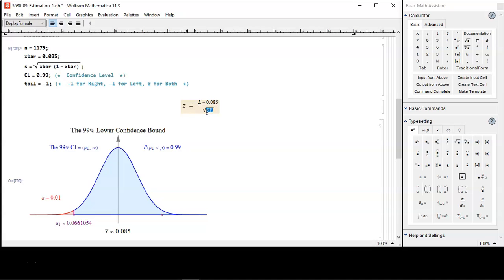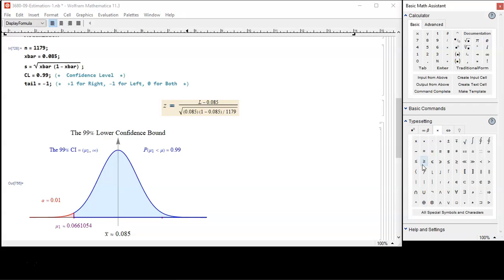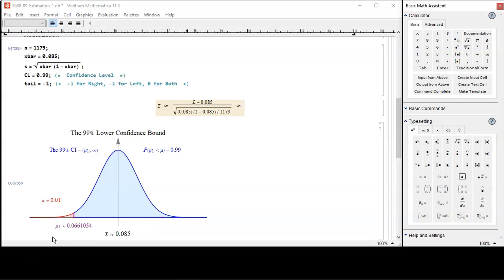And what is the standard error? Square root of p times 1 minus p over n, isn't it? So this is going to be 0.085 times 1 minus that, divided by 1179, and that is your z-score. Nothing is accurate in statistics, so let's change this into an approximate equality sign. And that's supposed to be equal to the z-score associated with 1%.